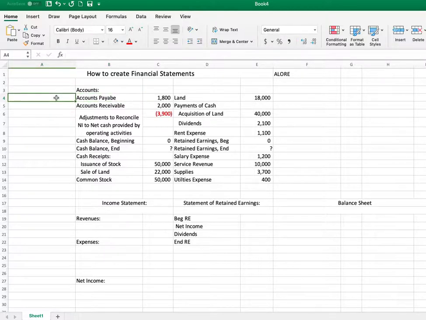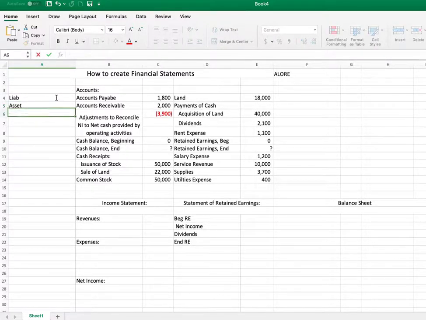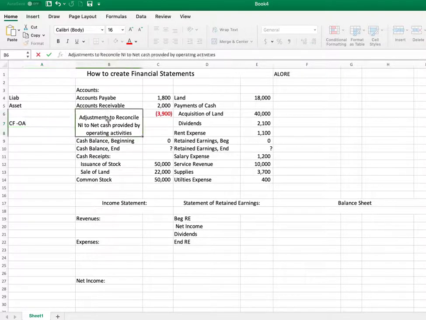So accounts payable, anytime you see the word accounts payable, you'll know that is a liability. Accounts receivable is money that people owe you, and that is an asset. Now the next part says adjustments to reconcile net income to net cash provided by operating activities. That is something that's going to go on the cash flow statement, in the operating activity section. So that's not an account type. This is just telling us something that we need for the cash flow statement.